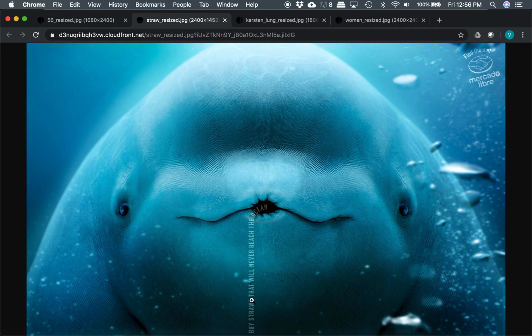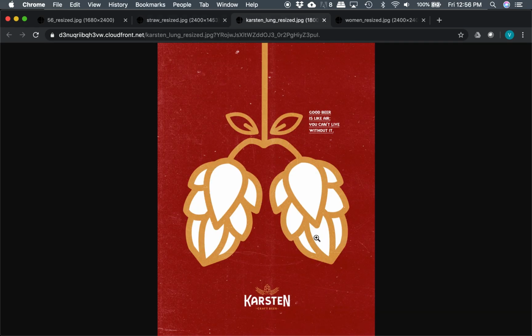And then it says, buy straws that will never reach the ocean. Find them at Mercado Libre. I don't know what kind of straws those are. Maybe paper straws. Maybe metal straws. But we're going to save this cutie right there by not using plastic straws.